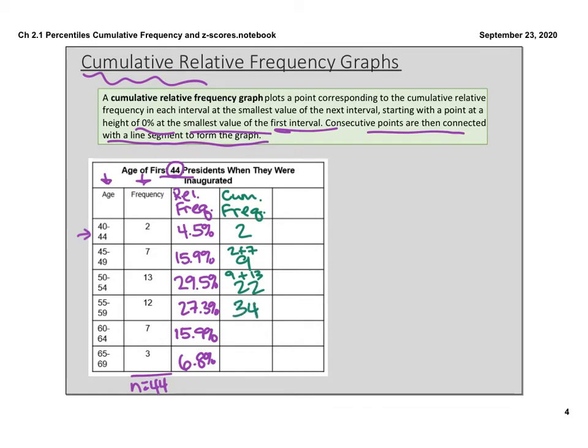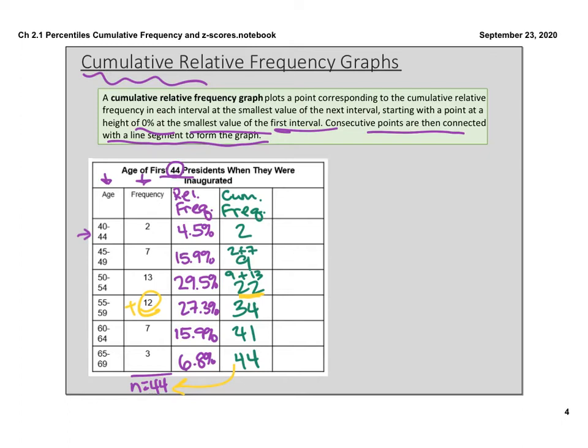Just so you can see what I'm doing, I'm taking the 22 that I had and adding the next frequency. Now I take the 34, and I add the 7. 34 plus 7 gives me 41. Then I take the 41 and add the 3, and that gets me to 44, which is what I should get. By the time I get to the end of the frequency table, I should be at my total n. So you can see that my cumulative frequency worked out, which is great.